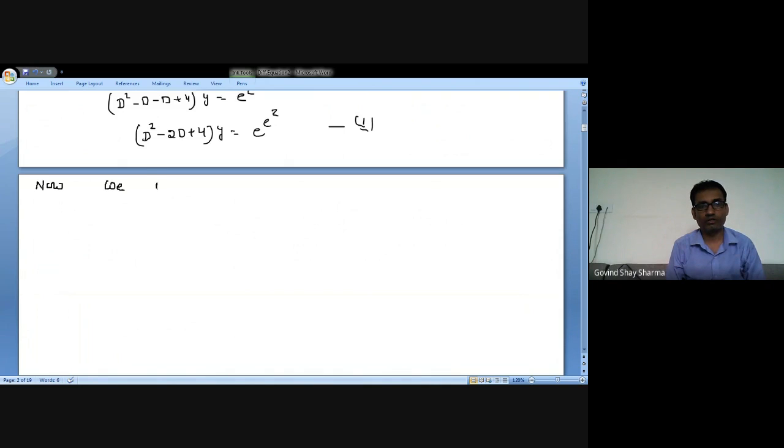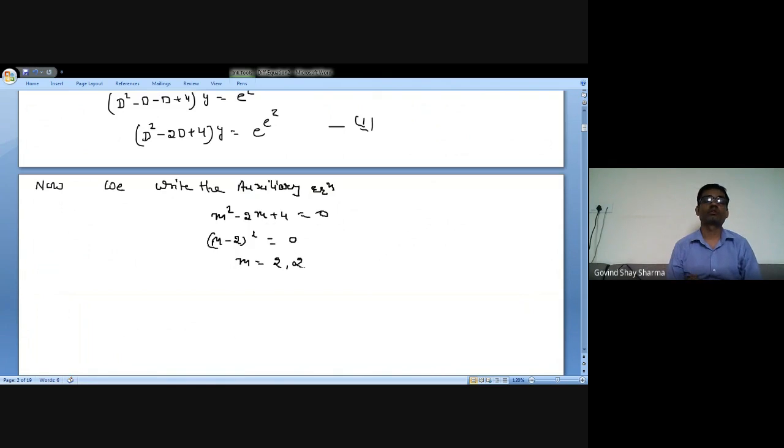Now we will write the auxiliary equation. The auxiliary equation will be m squared minus 2m plus 4 equals 0. The roots of this equation we get as 2 and 2.